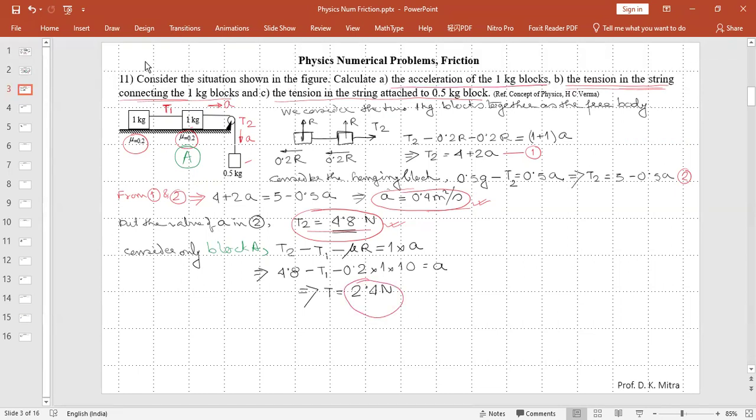So the acceleration of the 1 kg block, this is answer A. Answer B is the tension in the string connecting the 1 kg blocks. And answer C is the tension in the string attached to the 0.5 kg block. Now this is the question. Now, what do we do? We shall go to the next question in our next episode.